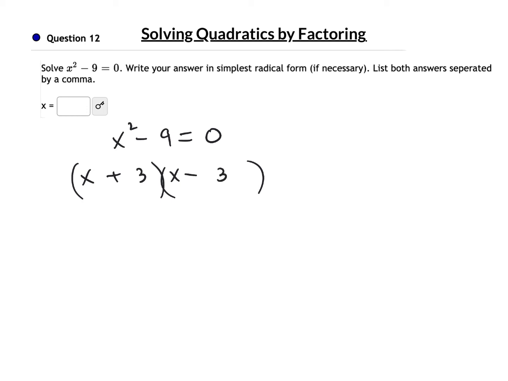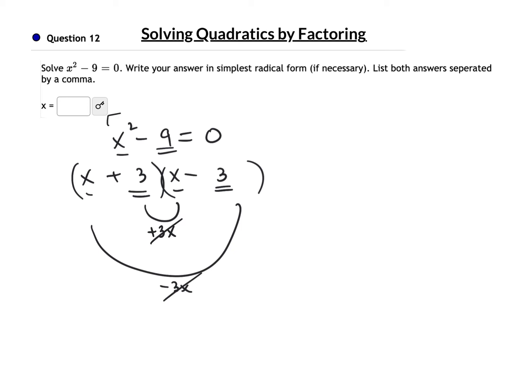The reason this works, as a reminder, x times x, yes, is x squared. Positive 3 times negative 3 is negative 9. The inside and the outside, when you add them together, create 0. On the inside, I get 3x positive. On the outside, it's negative 3 times x, negative 3x. And those two together make 0, which is why I only have two terms here.